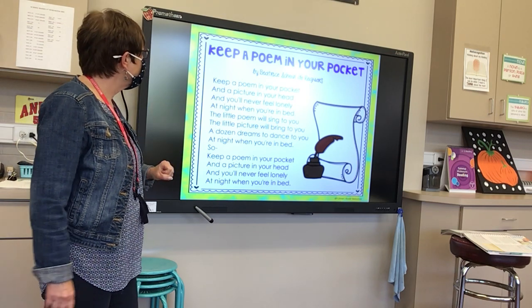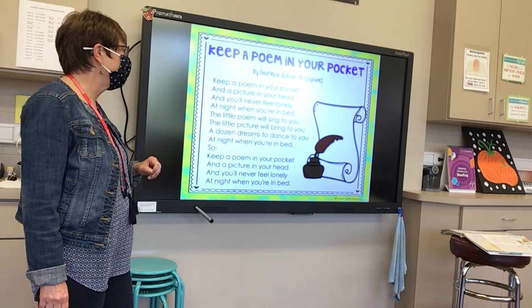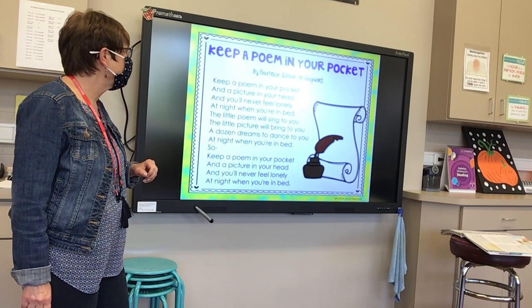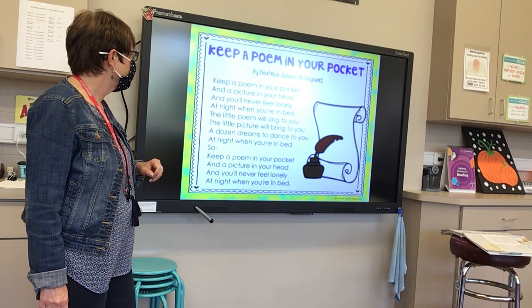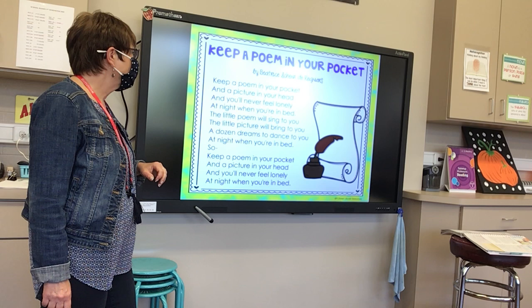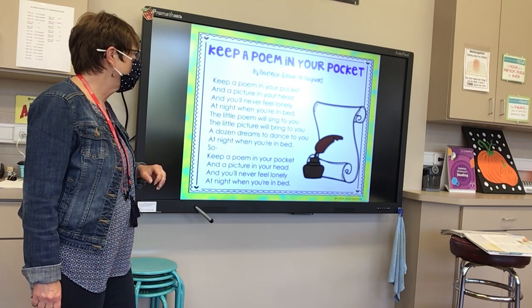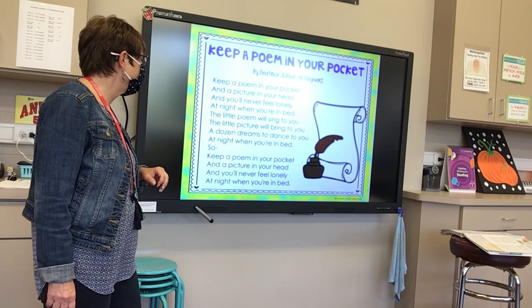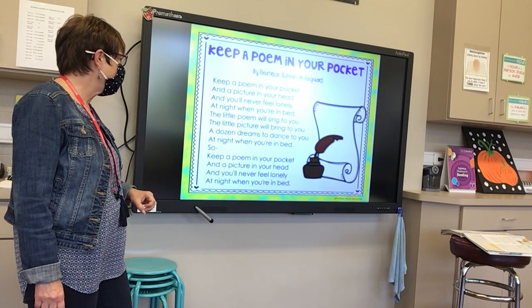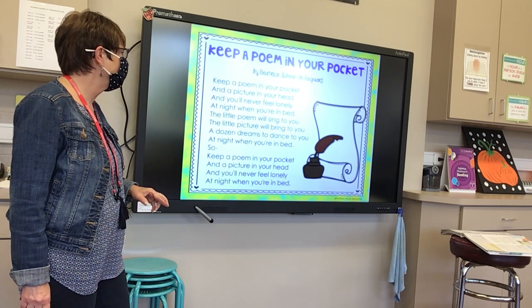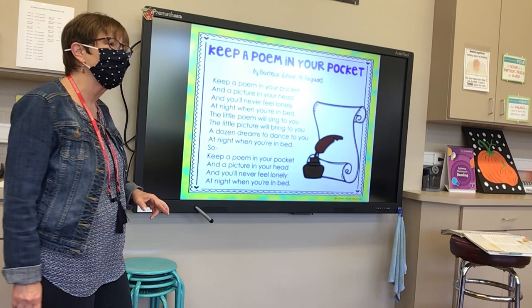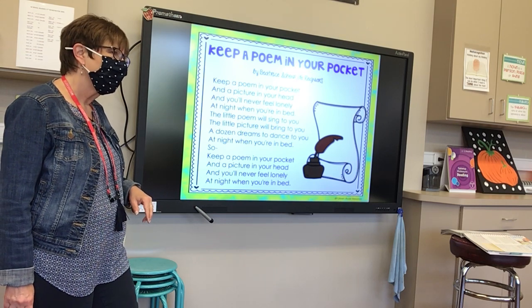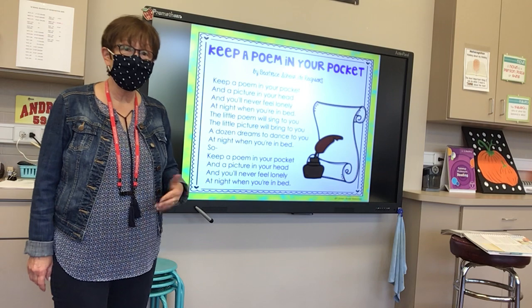Keep a poem in your pocket and a picture in your head, and you'll never feel lonely at night when you're in bed. The little poem will sing to you, the little picture will bring to you a dozen dreams to dance to you at night when you're in bed. So keep a poem in your pocket and a picture in your head, and you'll never feel lonely at night when you're in bed.